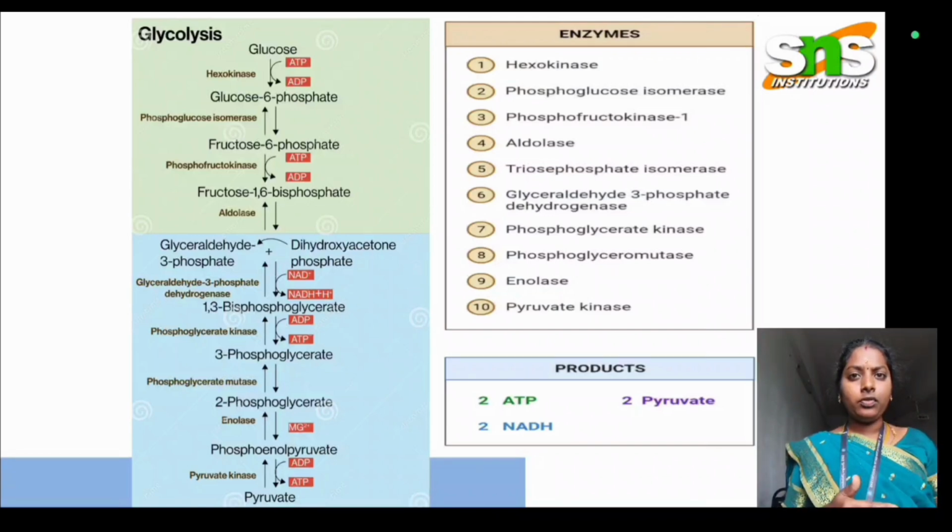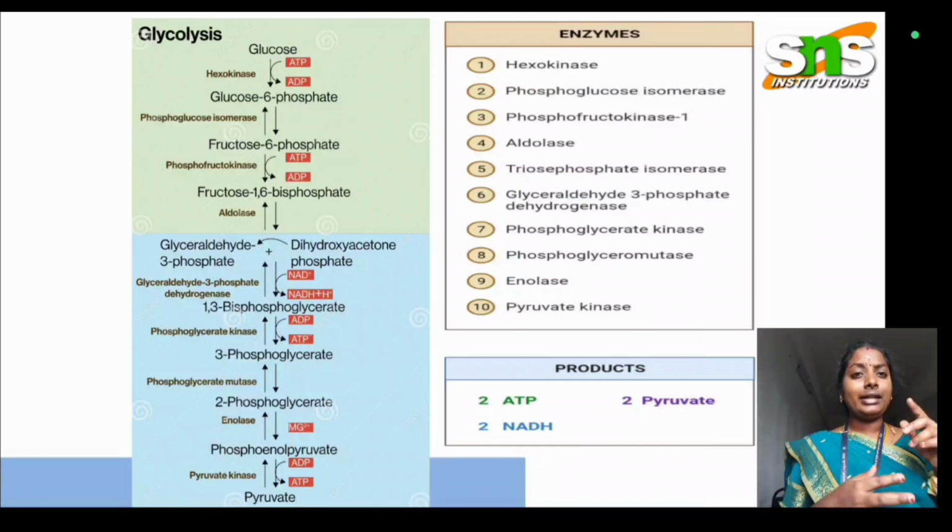phosphoglyceromutase, and 2-phosphoglycerate is converted into phosphoenolpyruvate with the help of enolase, and phosphoenolpyruvate is converted into pyruvate with the help of pyruvate kinase, and pyruvate is converted into lactate with the help of lactate dehydrogenase in anaerobic condition. So this is the overall pathway of glycolysis.